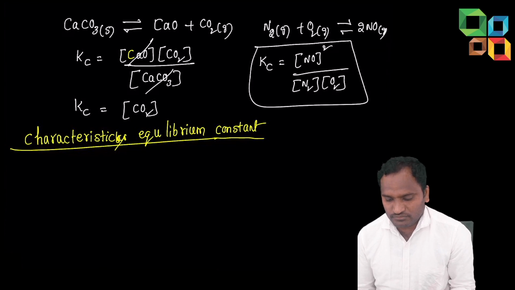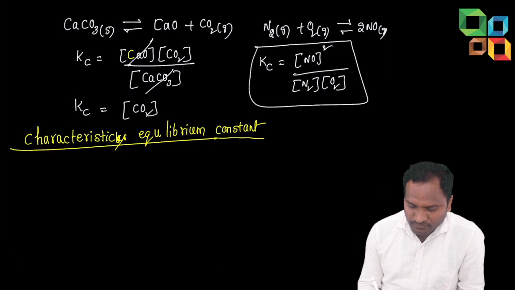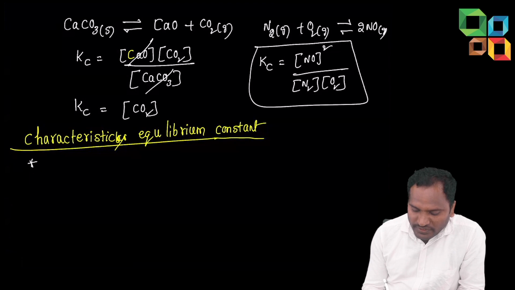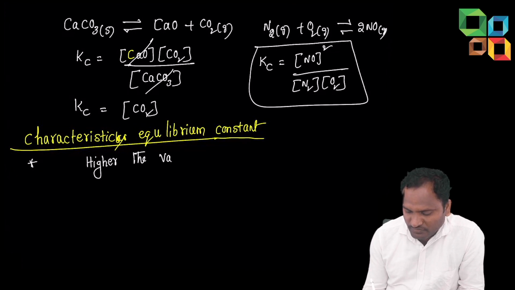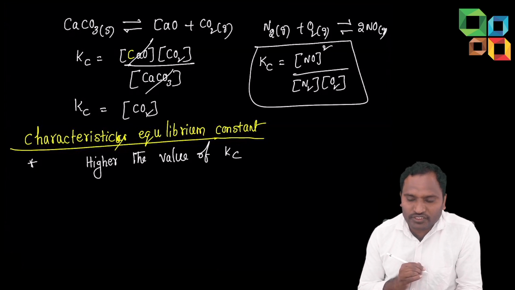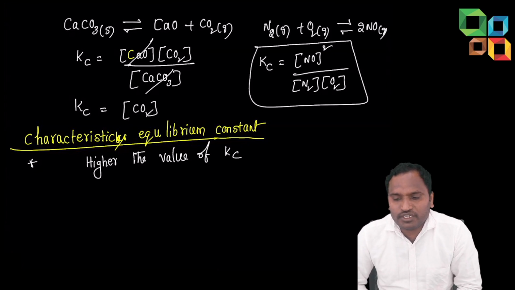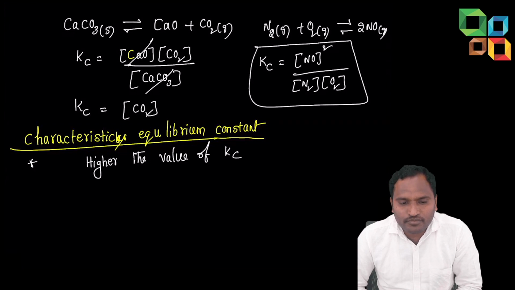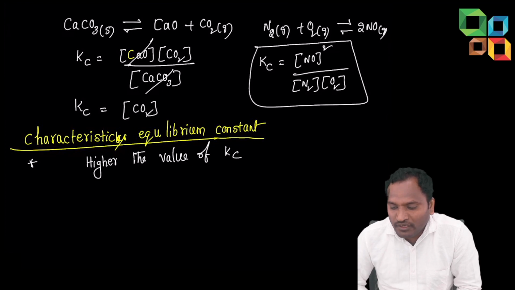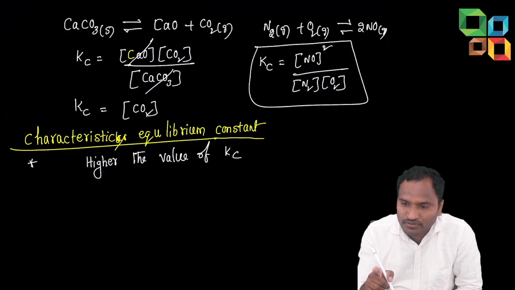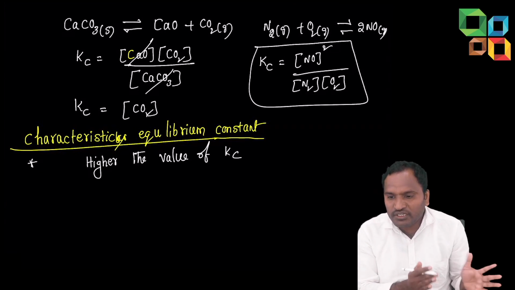Next one. First one. Equilibrium constant: the higher the value of Kc. Higher the value of Kc means, can you tell me, students, what it implies? Just observe the formula. When the Kc value is more, the product concentration will be increased. Correct? If the product concentration is more, then only the Kc value will be more.